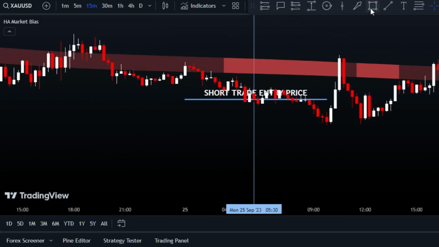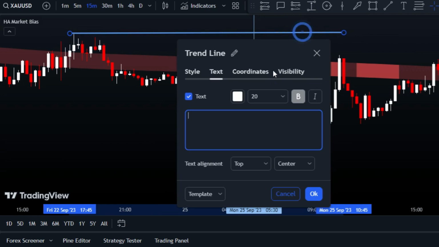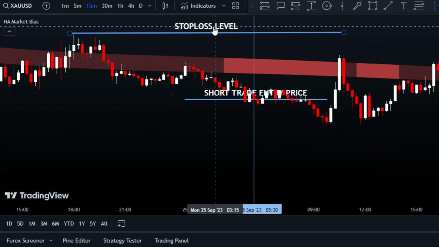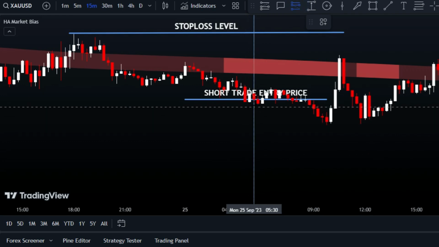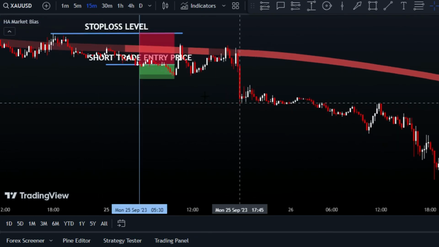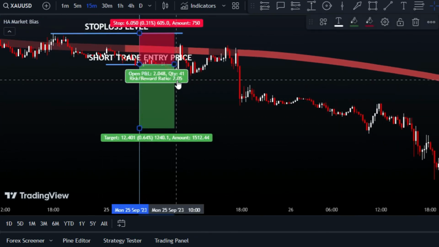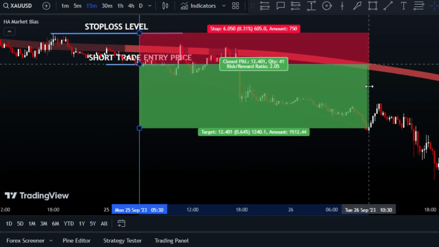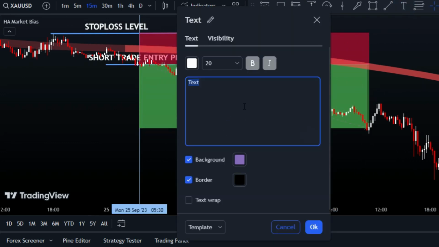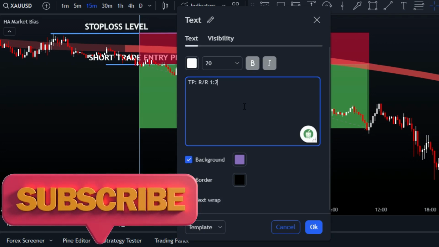And for setting your stop loss, you can use the recent swing high point. For the profit taking part, you might want to aim for a risk reward ratio of 1 to 2, which helps you keep a good balance between risk and potential reward in your short trades.